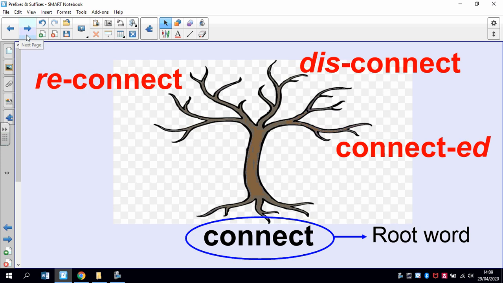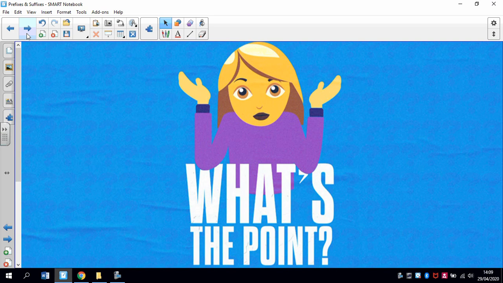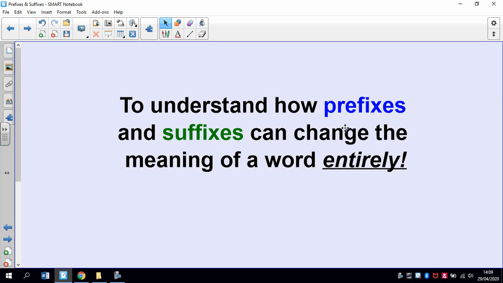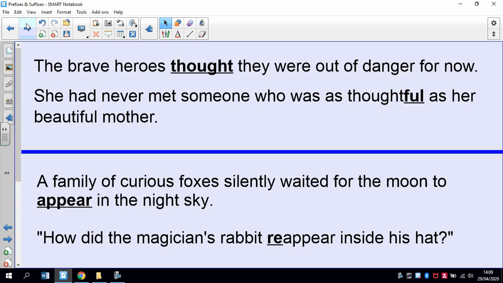What I'd like you to do now is to try and identify any other prefixes and suffixes that you can use in your writing to see how they change the effect, because what is the point of this? It's so that you can understand how prefixes and suffixes actually change the meaning of a word entirely. They have huge impact, and they are sometimes only 1 or 2 letters long. So it's worth realizing that they are actually very key parts of our writing. And I want you to try and use them now.